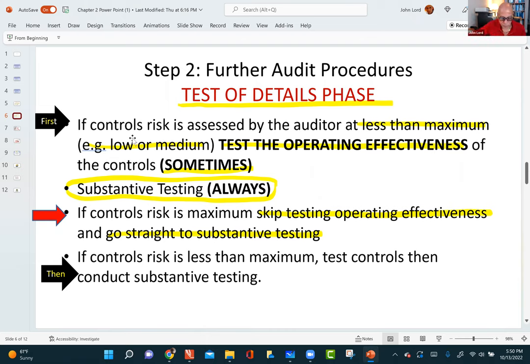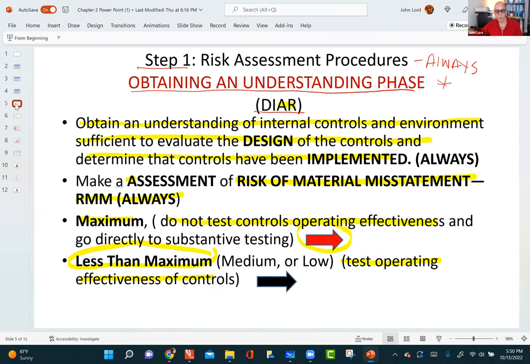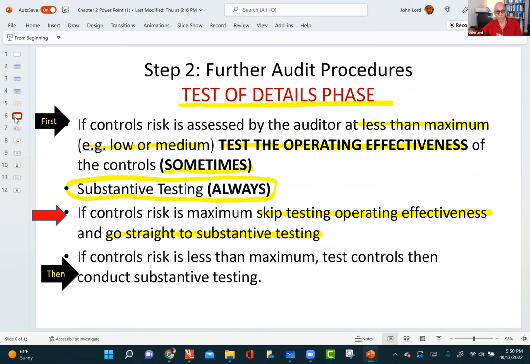Conversely, if in step one, the obtaining an understanding phase, we had assessed the risk of material misstatement at less than the maximum, which means we must have felt the design was sufficient and we saw that it was implemented, then when we move to step two, further audit procedures, the test of details phase, we will first, if we follow that black arrow, test the operating effectiveness of the controls. When you test operating effectiveness, you're taking a sample of transactions, and depending on how low that risk is, the sample will be larger if you've assessed control risk at a lower amount, and a smaller sample size if you assess the control risk at a higher amount, but less than the maximum.